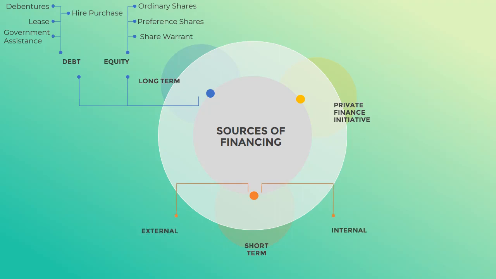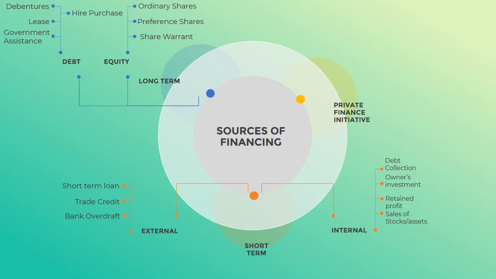For short-term source of financing, it also can be divided into 2, internal and external. Internal can be classified into 4, owner's investment, retained profit, debt collection and sales of stocks or assets. External source of financing can be classified into 3, short-term loan, trade credit and bank overdraft.